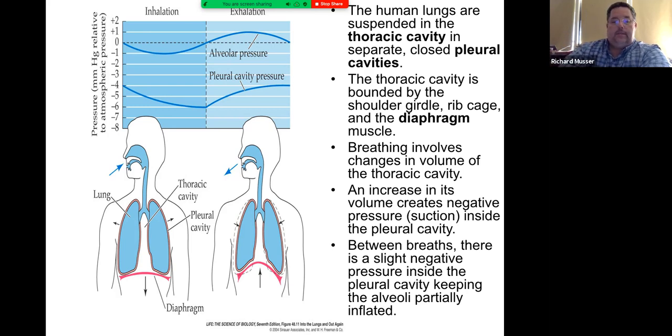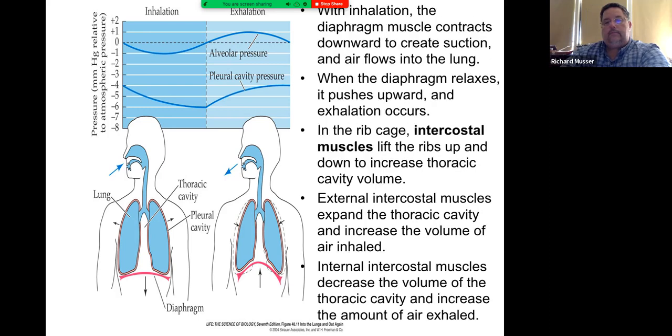If you have hiccups, it's because you have a muscle spasm in your diaphragm, and that causes the hiccup kind of response. Your rib cage also has intercostal muscles that help lift the ribs up and down to increase the thoracic cavity. And this is important when you're doing excessive exercise. You'll feel the intercostal muscles maybe a little sore if you haven't been running a lot lately.